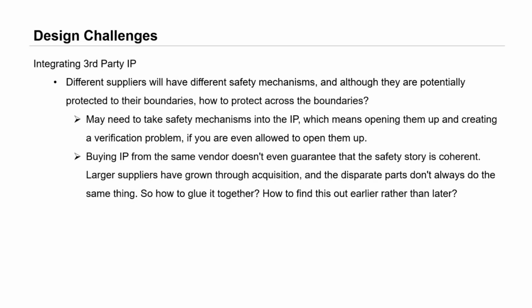Design challenges. Different IP suppliers have different safety mechanisms, and they'll protect up to their boundaries, but then how do you protect across the boundary, particularly if you've got a bus going into a chip? That may mean you need to open up the IP, creating a verification problem, even if you're allowed to open it up, and sometimes you're not. But even if you buy all of your IP from the same vendor, it doesn't guarantee the safety story is coherent. These larger suppliers are going through acquisition, and disparate parts of the companies don't always do the same thing. So how do you glue it together when they're all slightly and subtly different, and how do you find this out earlier rather than later?